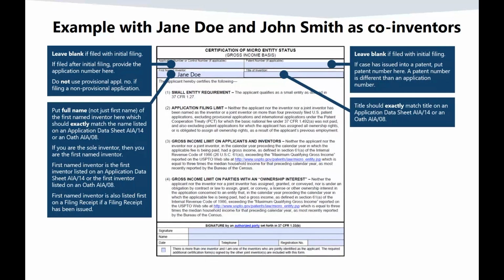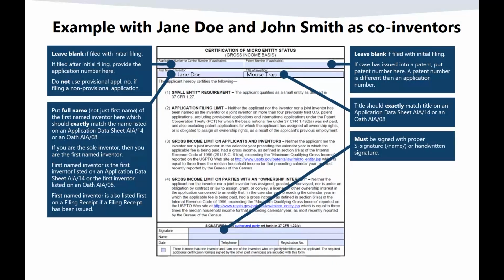Next, the title of the invention goes in the title of the invention box. Be sure that the title of the invention put into this box matches the title of the invention listed on the application data sheet or the oath. In our example, Mousetrap is the title of our invention. Next, the form must be signed. One can either use an S signature, meaning that one forward slash is put in front of the inventor's name and one forward slash is put after the inventor's name, or a handwritten signature. In this example, we signed Jane Doe's name using an S signature.